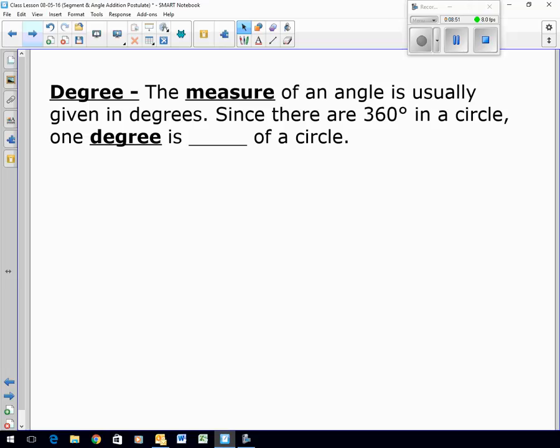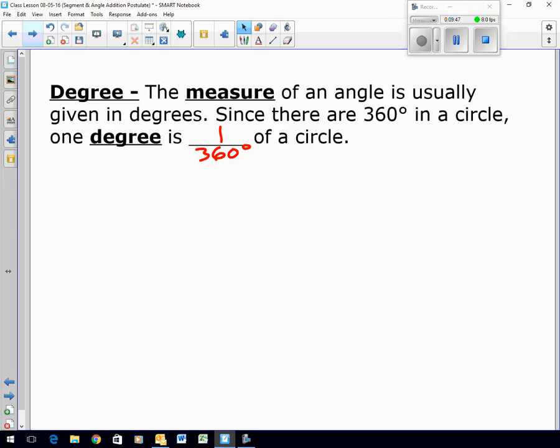The measure of an angle is usually given in degrees, right? Since there are 360 degrees in a circle, 1 degree is, fill in the blank. How much of a circle is 1 degree as a fraction? One over 360. Yep. It is 1/360th of a circle. 360 total degrees. How many of those total degrees is one of them? 1. Right? 1/360.